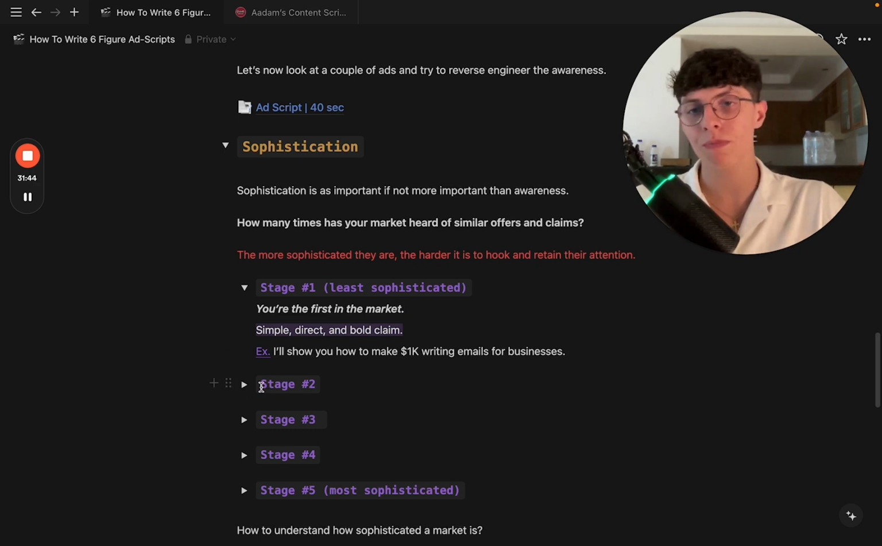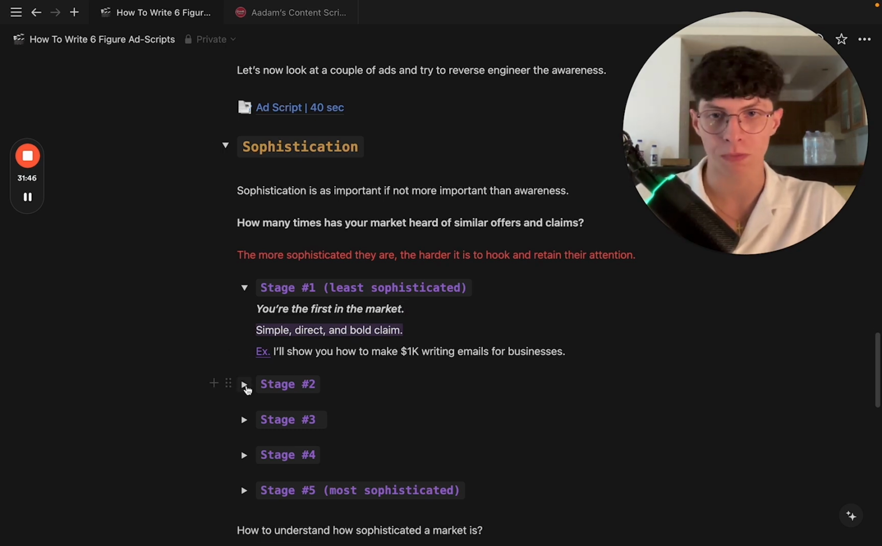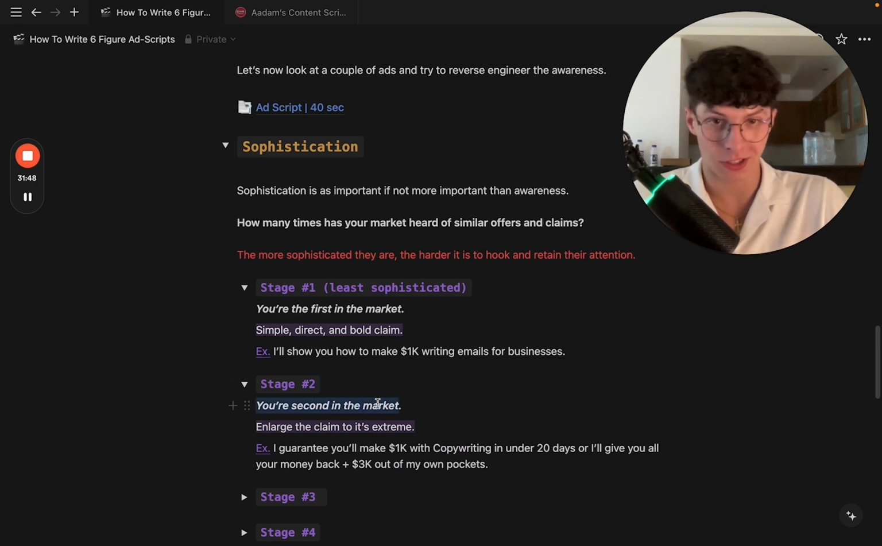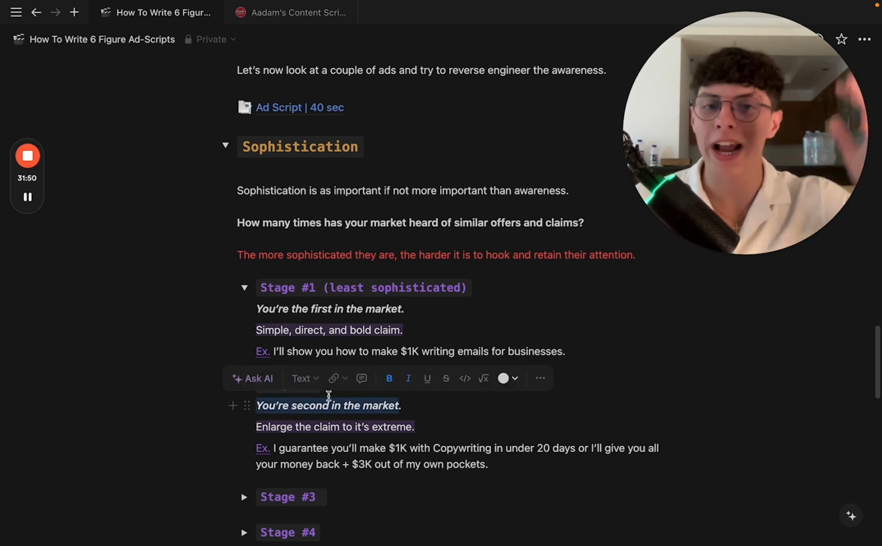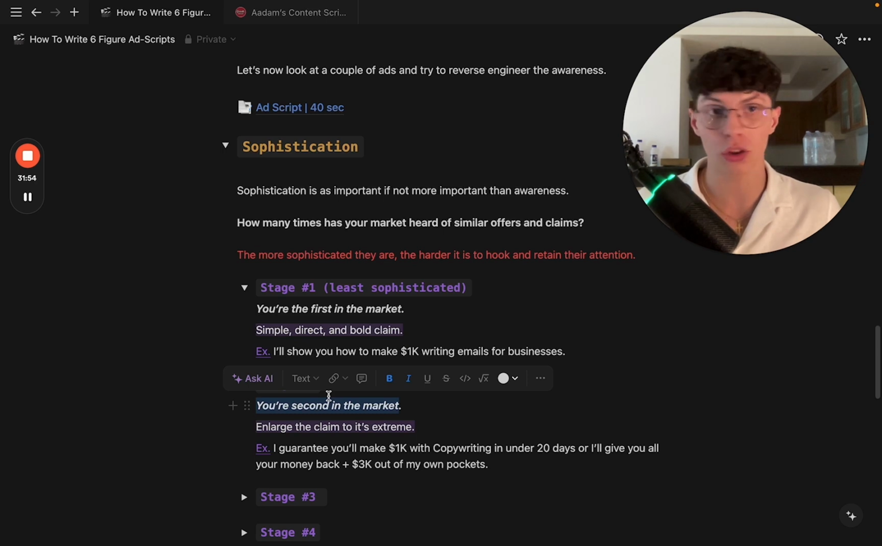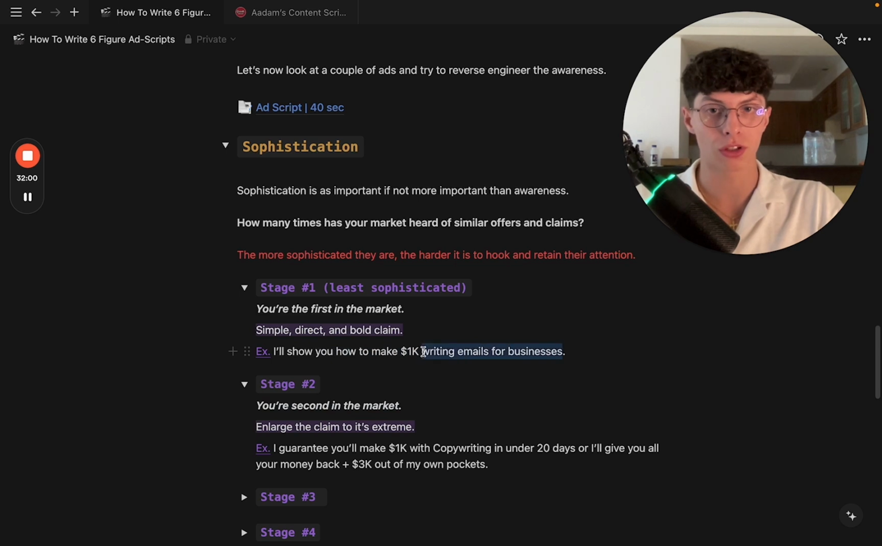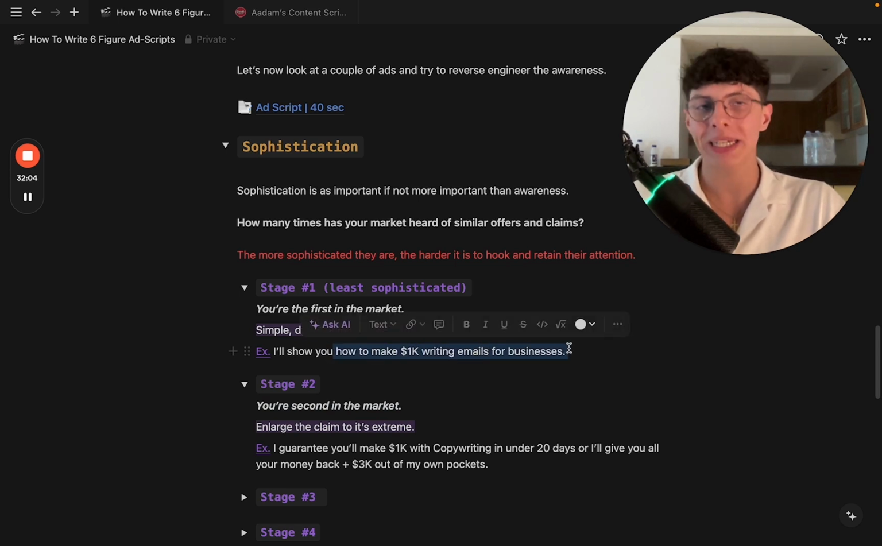Okay? So let's look at stage number 2. Basically, you are the second in the market. And this also means second, third, fourth, fifth. You're just competing now in the market. You're not the first, so you are competing. Now, if the claim that you said at first is still working, it means we are in stage number 2, but there is more competition.